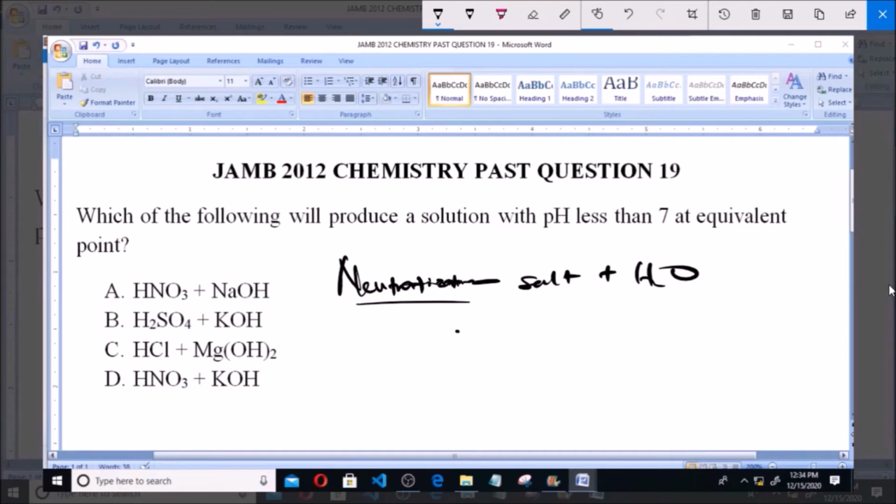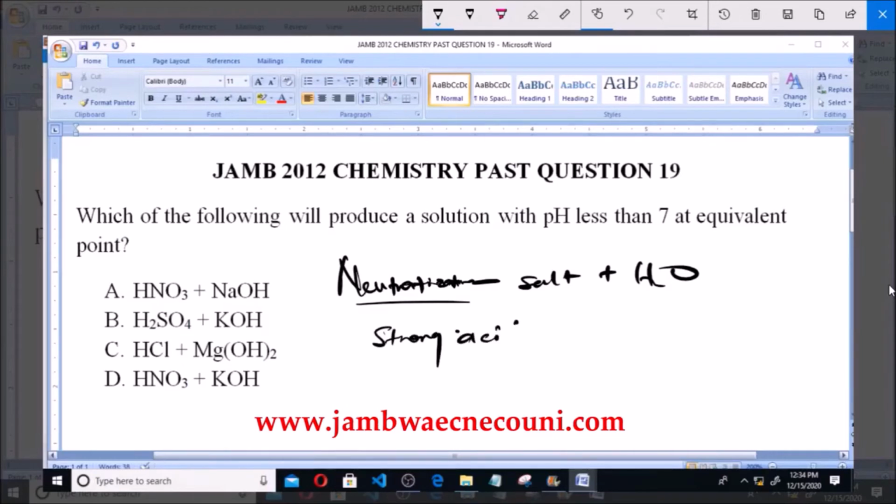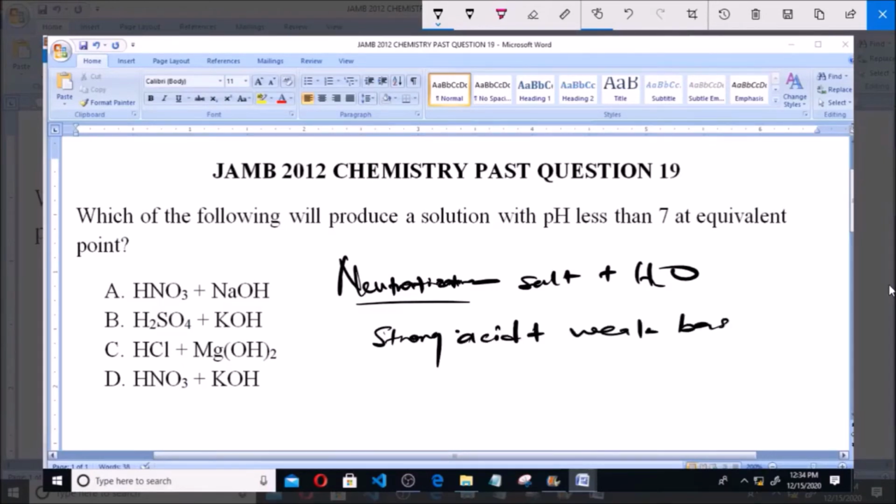Now, the question is asking for the reaction that will produce a solution with pH less than 7. It simply means that the resulting salt solution will be acidic. For you to have an acidic salt from any of these reactions, it will involve a strong acid and a weak base. Because if you are reacting a strong acid and a strong base, you get a neutral salt. A strong acid and a weak base will give us an acidic salt. A weak acid and a strong base will give us a basic salt. Now looking at this, HNO3 is a strong acid, H2SO4 is a strong acid, and HCl is a strong acid.